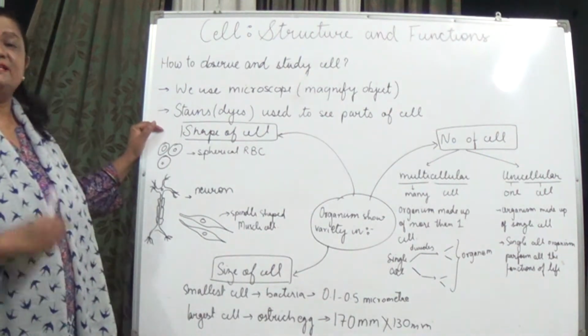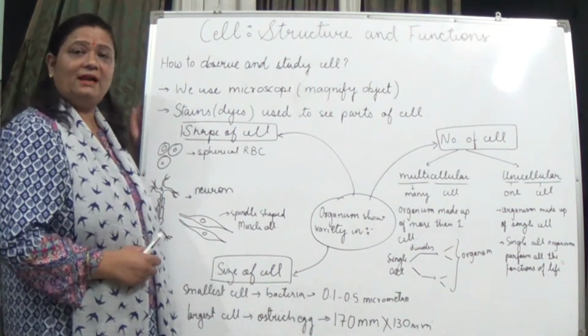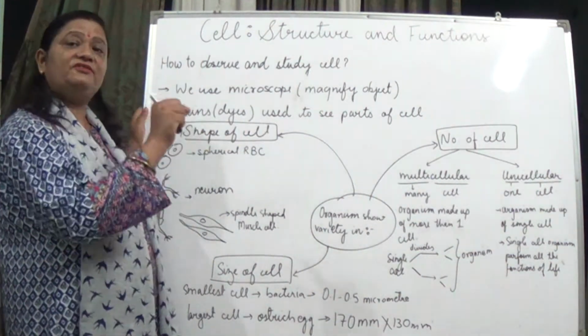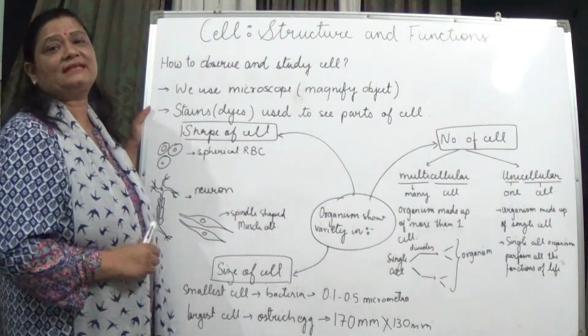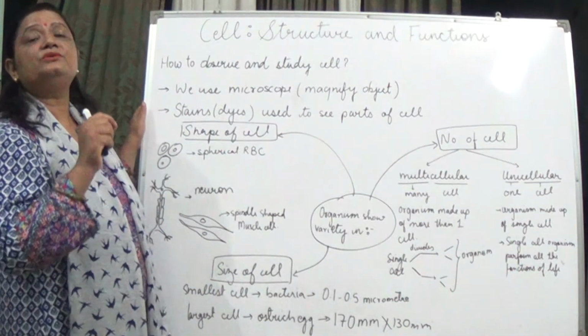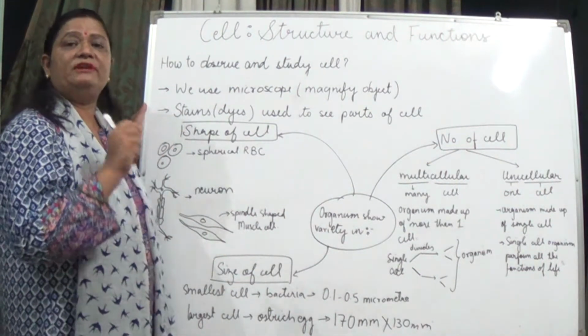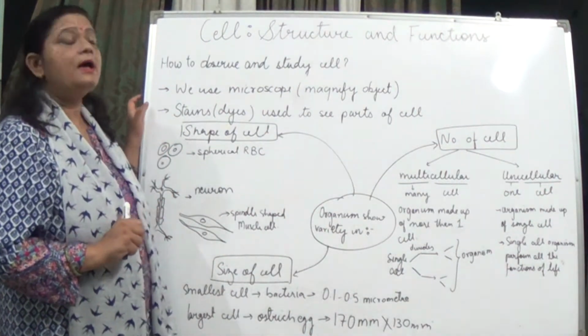Now, the cell is colorless. So in order to see the different parts or organelles present in the cell, we need to stain it. What is staining? We apply color to it so that we can observe the different parts of the cell.